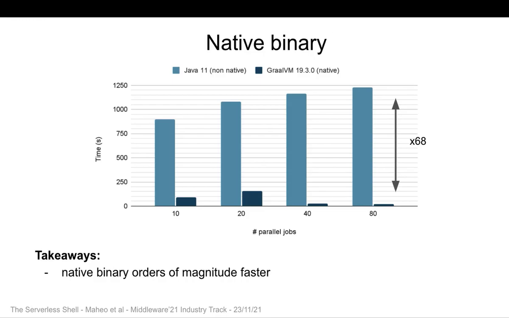This plot compares the execution time between the non-native Java implementation and a native implementation using GraalVM. We see that when we build the serverless shell using GraalVM, as a native binary, we obtain a speedup of around 68 with 80 parallel jobs, which is very important.